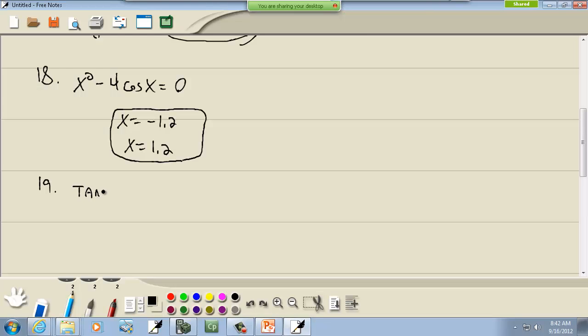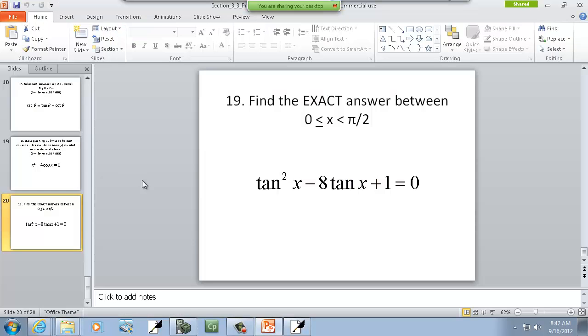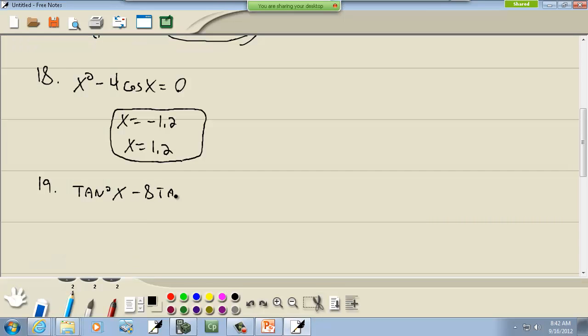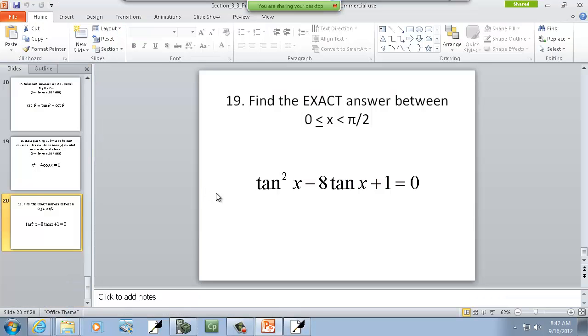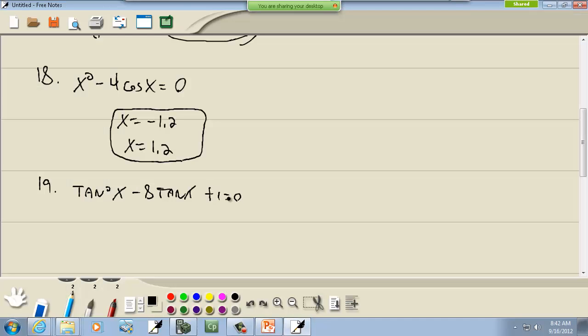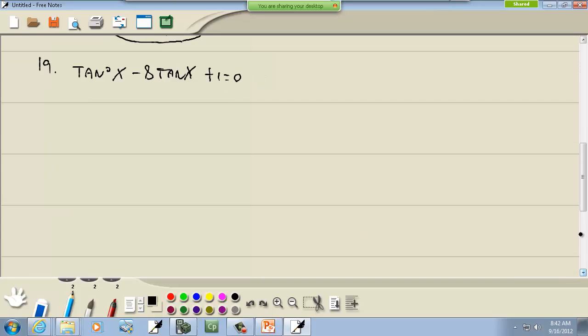We got tangent squared minus 8 tangent plus 1 equals 0. Now this doesn't factor. So what we're going to do is use the quadratic formula. Now your a will be whatever's before your trig function squared, which is 1. Your b is whatever's before your trig function, which is negative 8. And your c is the number at the end, which is 1. Now instead of this being x equals, it's going to be tangent x equals.